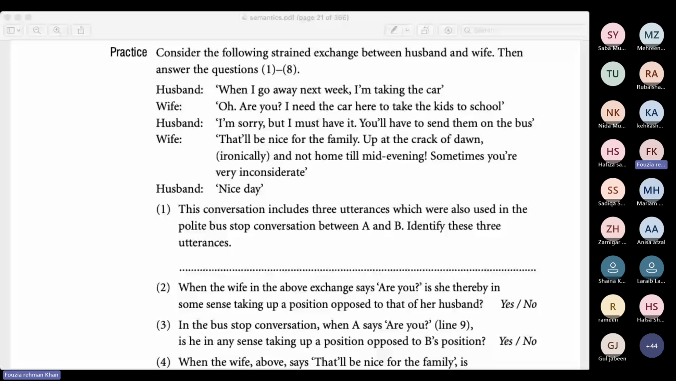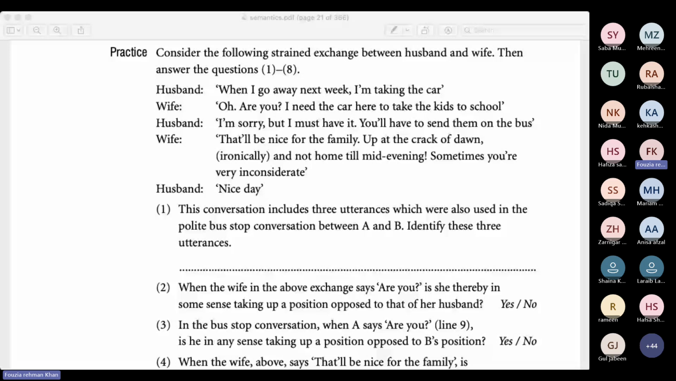And then, "that will be nice for the family." In the bus stop conversation, that refers to the holidays would be nice for the family, and here it says it will be nice for the family. Now, who is saying that? Here: "I need the car to take the kids to school, I'm sorry but I must have it, you'll have to send them on the bus, that will be nice for the family," the wife says. Again, this shows the sarcasm. She just means the opposite.